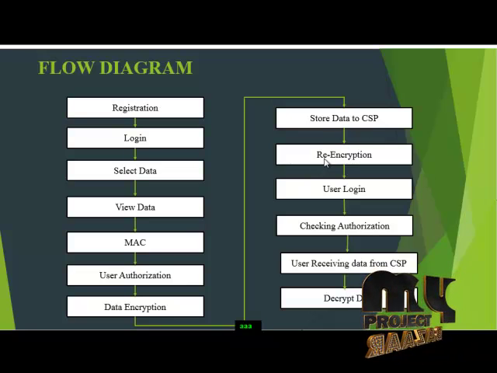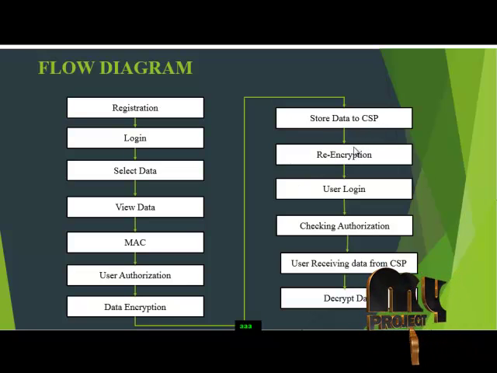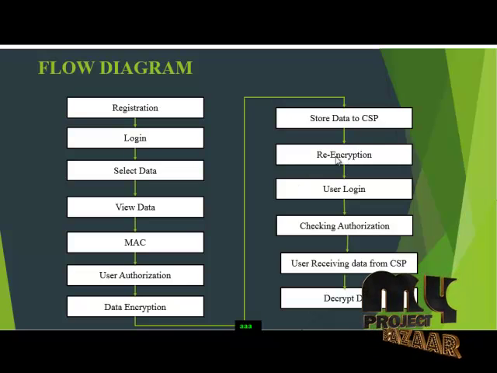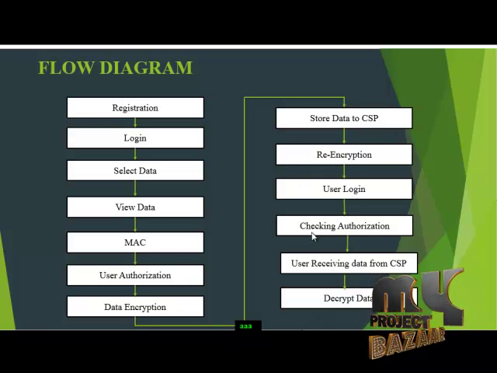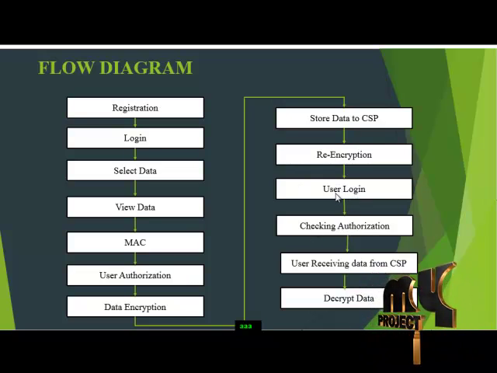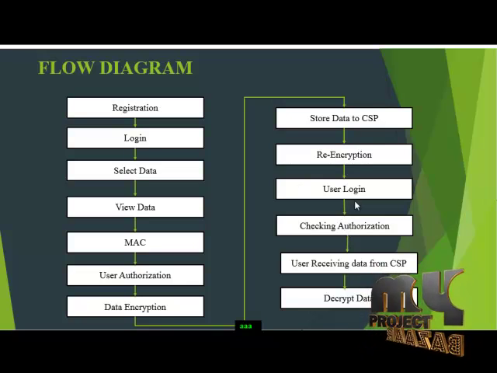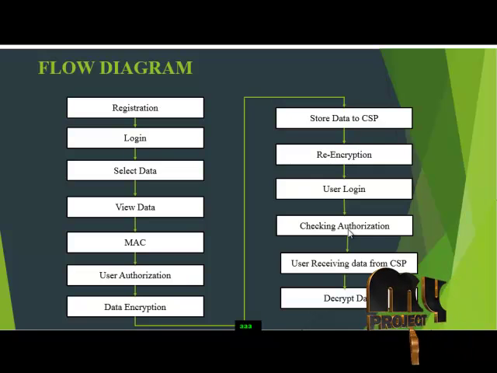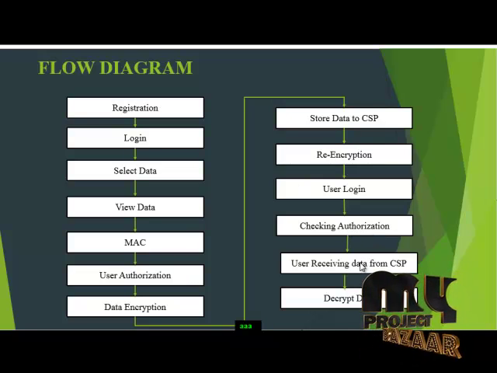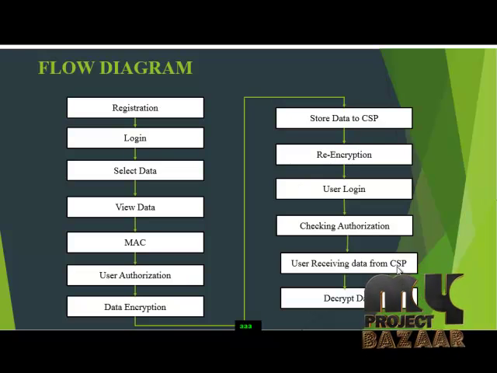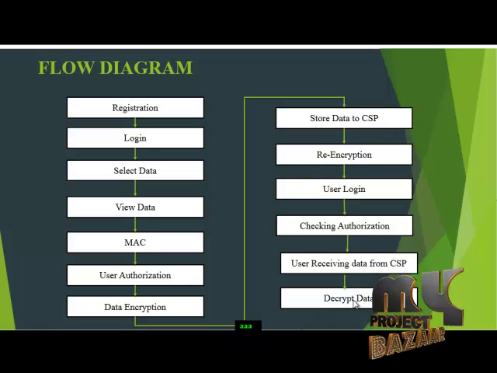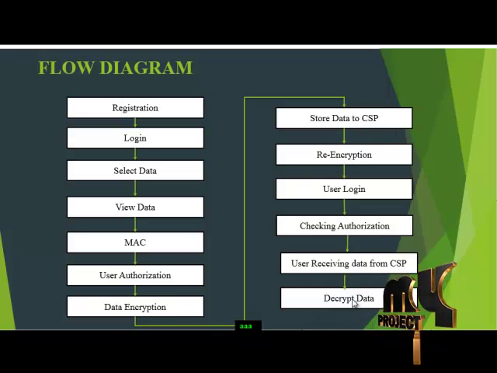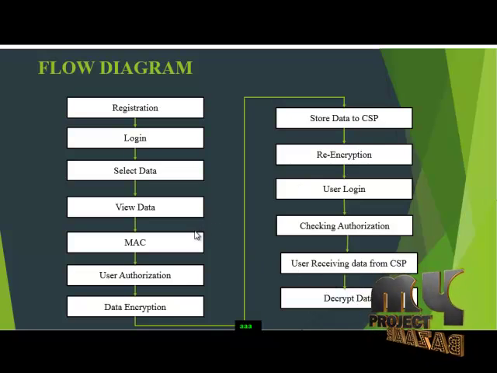And the next process is re-encryption. The cloud service provider performs the re-encryption. After that the user will log in. The next process is checking authorization. Here we check whether the user is an authorized or non-authorized person. The next process is the user receiving data from the CSP. If the user is an authorized person, the user can receive data from the cloud service provider in encrypted form. After that the data is decrypted, and finally the user retrieves the data from the cloud service provider.